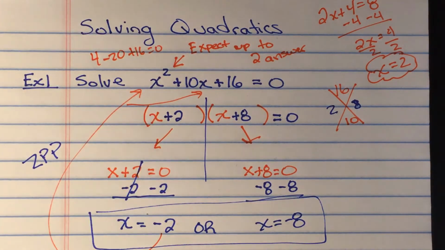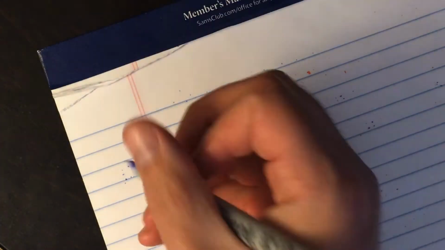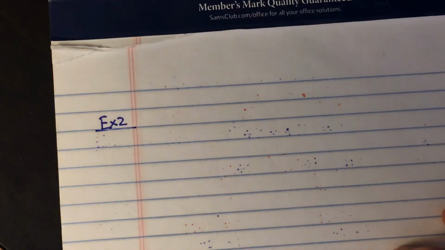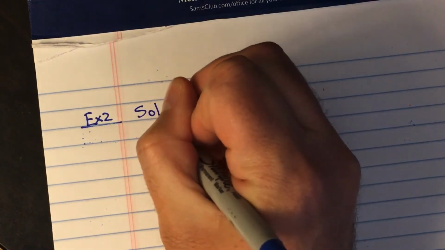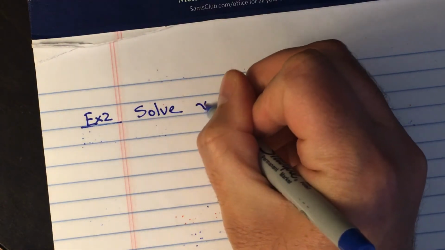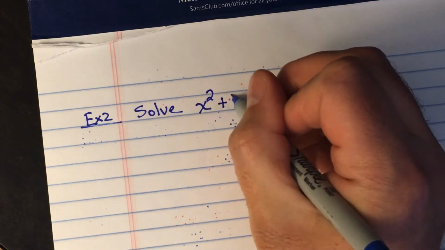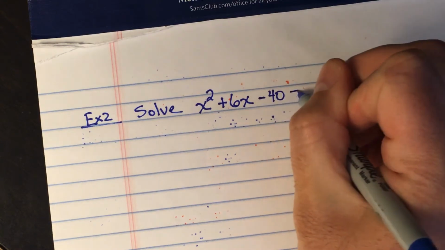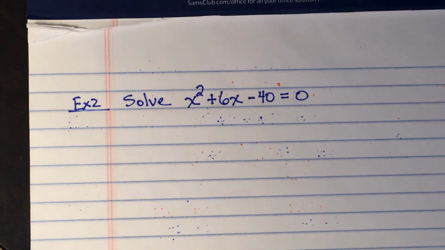All right, so let's take a look at another example so you can see, and then I want to show you maybe some of the things that happen that you might not expect. So let's look at a second example. Again, your goal is just to kind of watch and see if you can make sense of what we're doing. The directions are going to ask us to solve. Now remember, solving means find the x that's going to make this equation true. So if I had x squared plus 6x minus 40 equals 0, what are the x's that make that true?